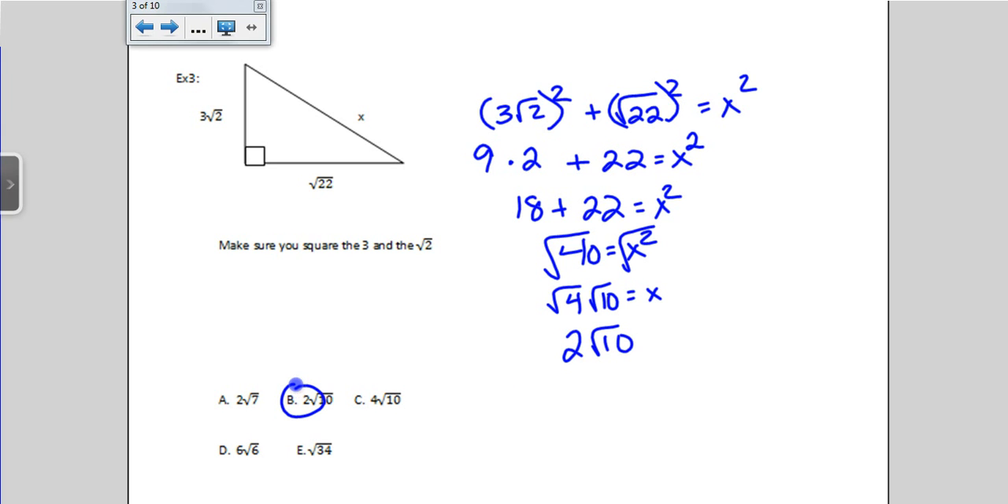Again, if you're not familiar with breaking down the radicals, you're going to have to do a decimal match. That is going to take you more time, but it's better than getting it wrong.